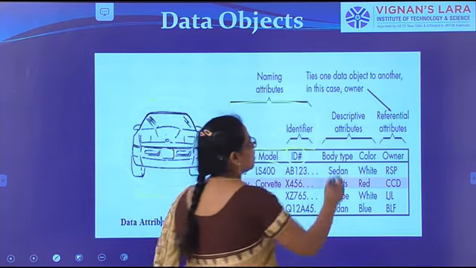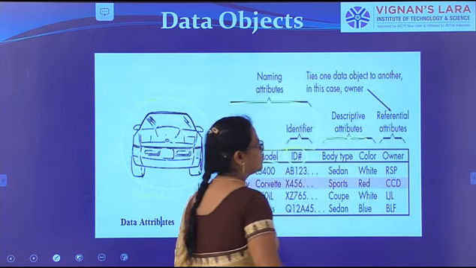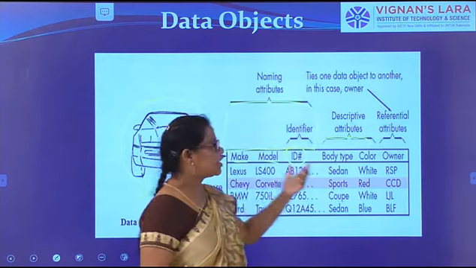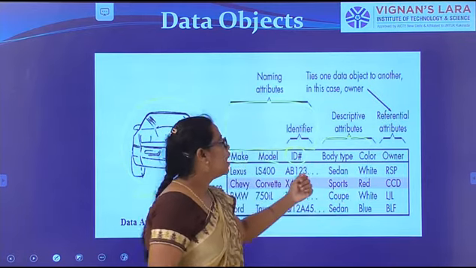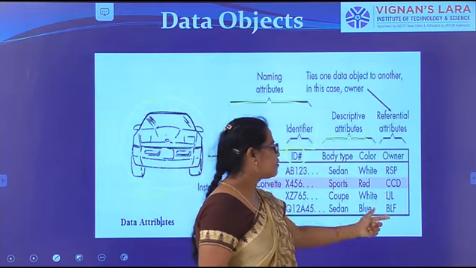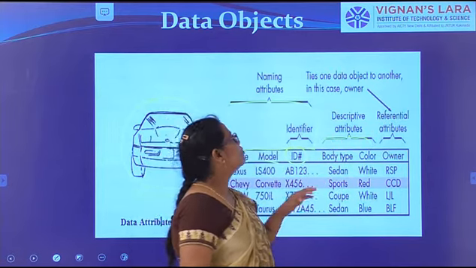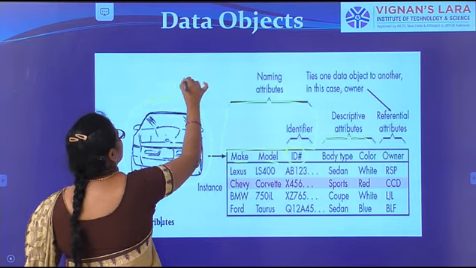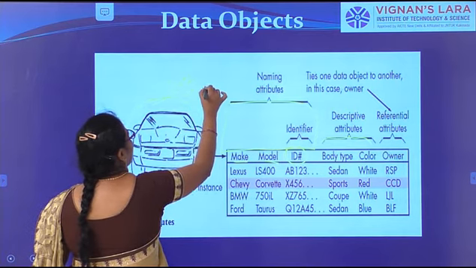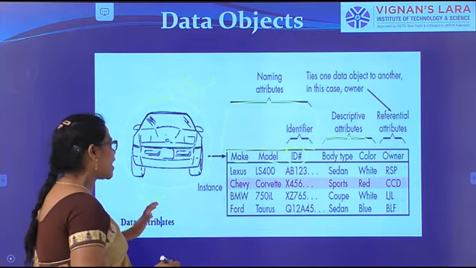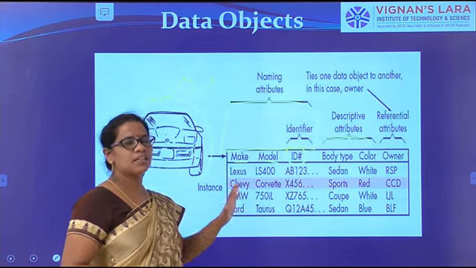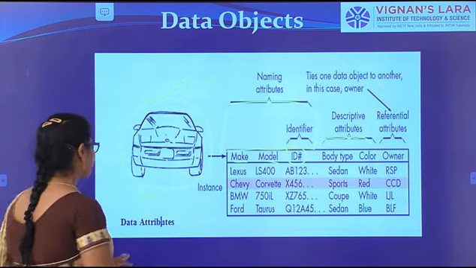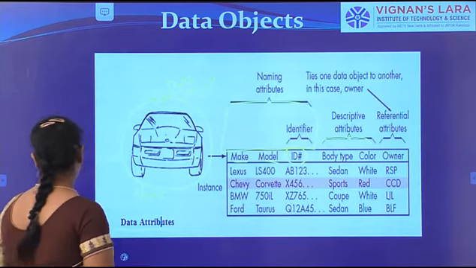Next, coming to the descriptive attributes. Descriptive is, for example, the body type, since many cars have different body types, and their color. And referential attributes: who is the owner of that car? So this car is one data object, and this data object has some attributes. These are the different types of attributes, whether for a person or a car, whatever it is. I think it is clear for you.